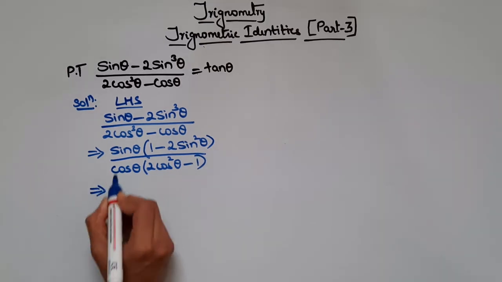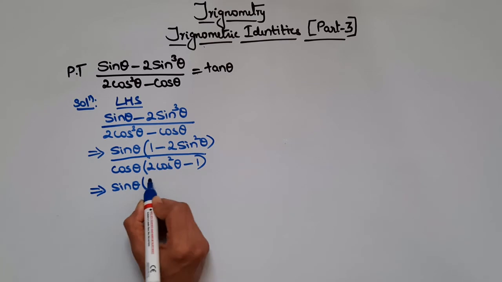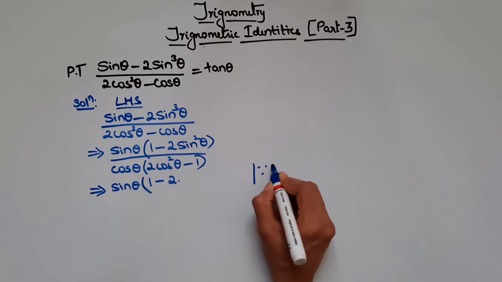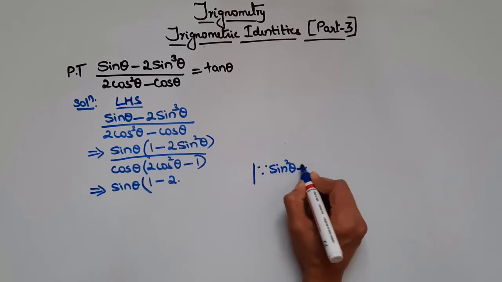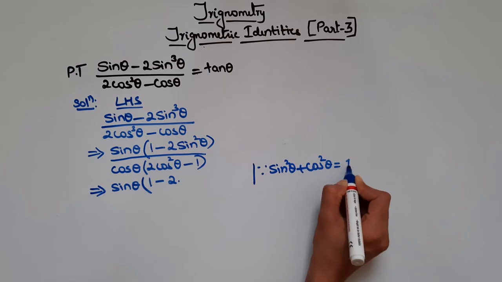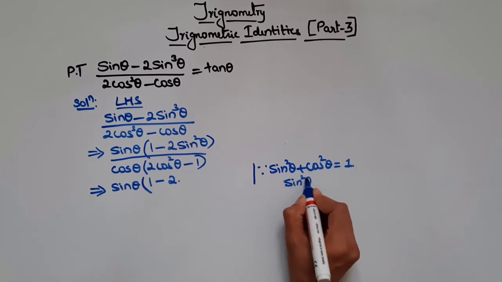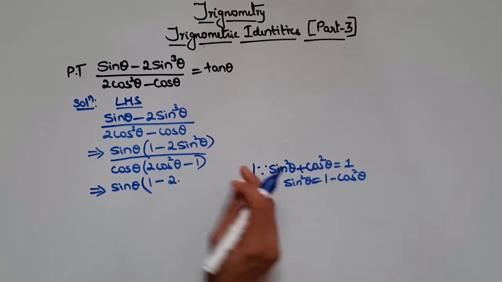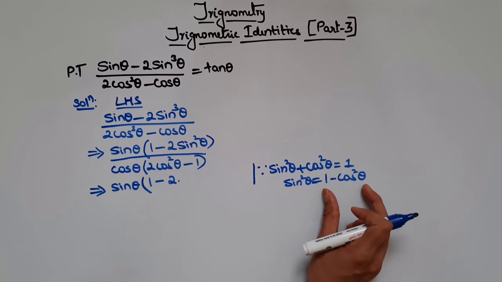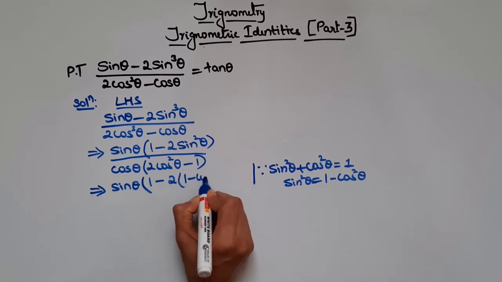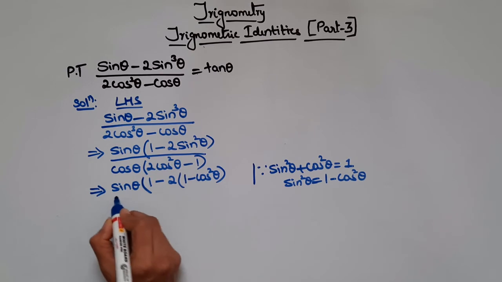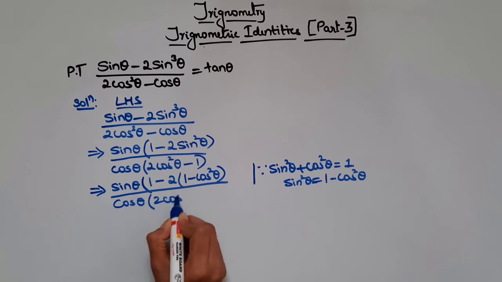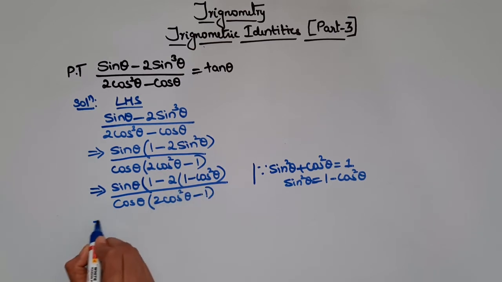So this implies sin theta into 1 minus 2 into sin square theta. We know sin square theta plus cos square theta is equal to 1. So sin square theta can be written as 1 minus cos square theta, right? So you can replace this sin square theta by 1 minus cos square theta, by cos theta into 2 cos square theta minus 1. We will simplify this further.